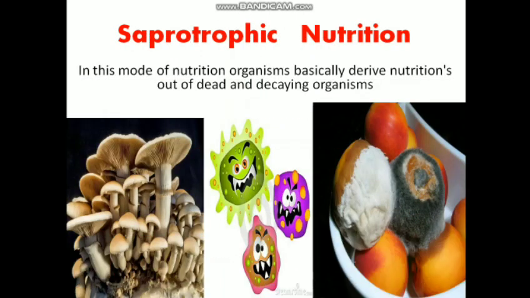In this mode of nutrition, students, organisms derive nutrients. What does the organism do? The organisms derive nutrients from dead and decaying organisms.